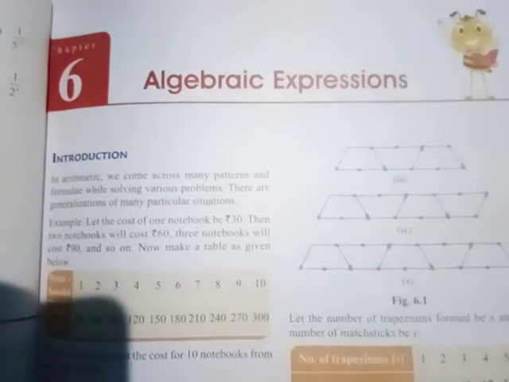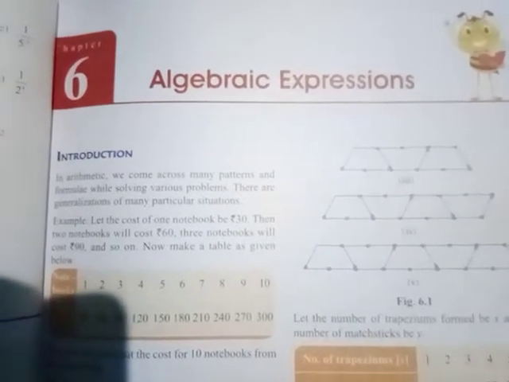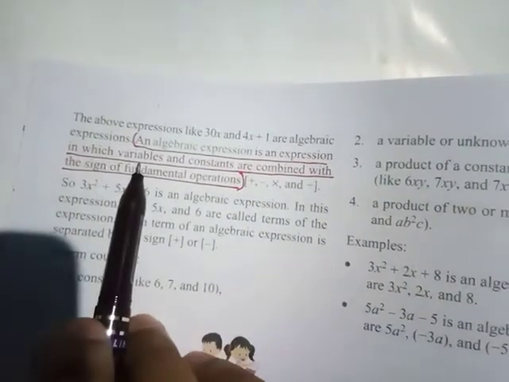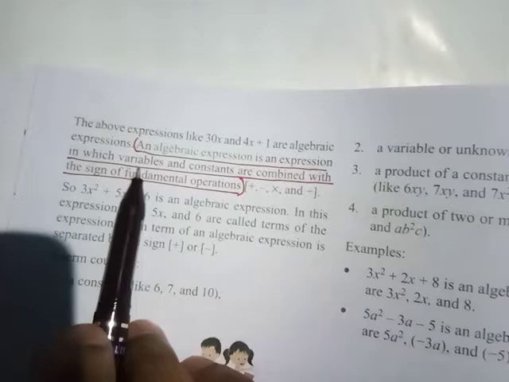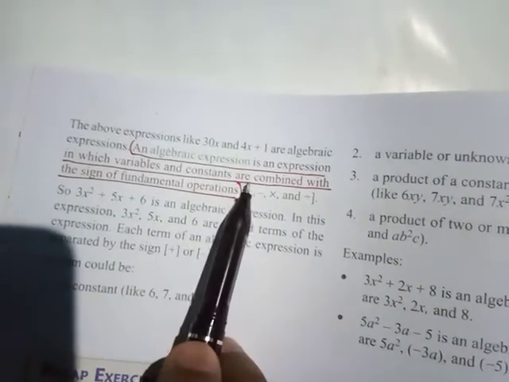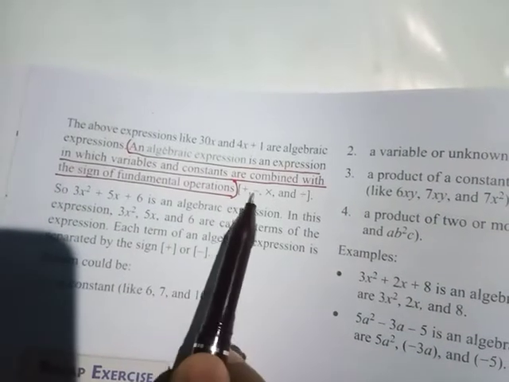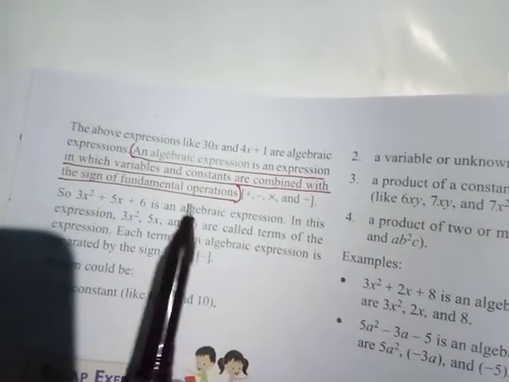Hello students, today we start chapter 6, algebraic expressions. Now, what is an algebraic expression? An algebraic expression is an expression in which variables, meaning those whose value is not fixed, and constants are combined with the signs of fundamental operations like plus, minus, divide, into. These are called algebraic expressions.